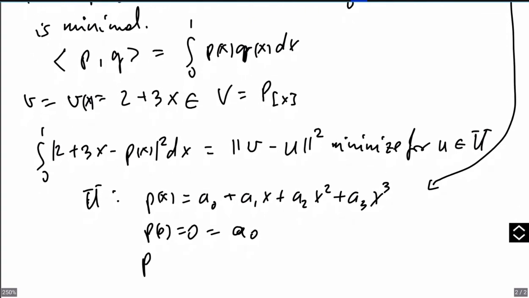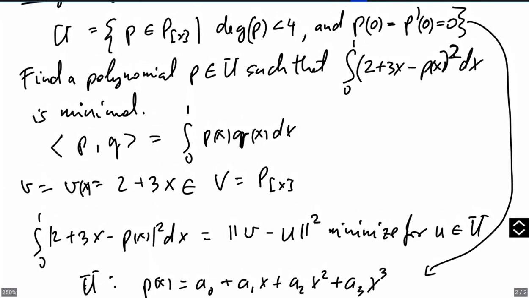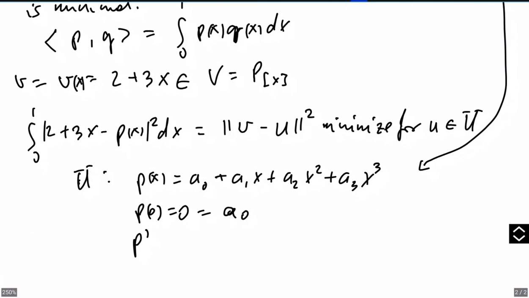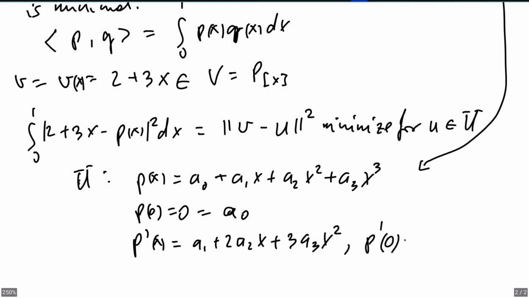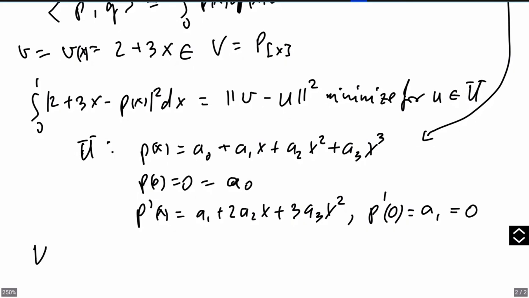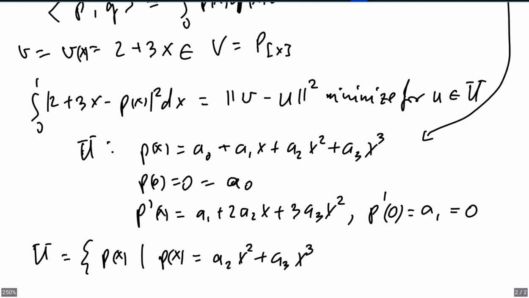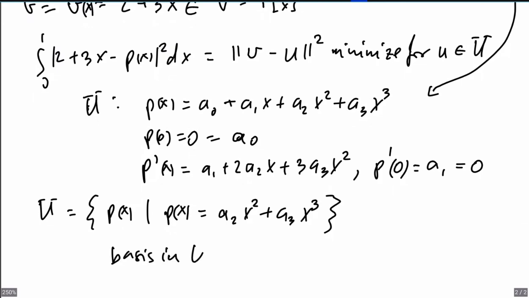Then the other requirement for the subspace U is that P prime at 0 is 0. So P prime of x is A1 plus 2 A2x plus 3 A3x squared. From here, P prime at 0 is A1, and that's supposed to be 0. So with this we get a better description of U. U is just the polynomials P of x such that A0 and A1 are 0, so we're left with A2x squared plus A3x cubed.